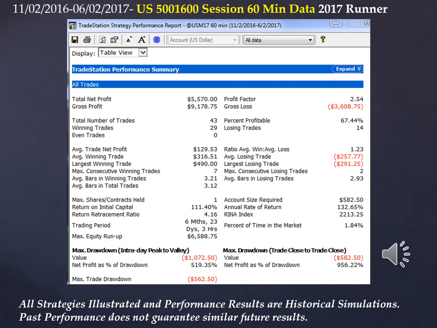Last one, this is the U.S. bonds. It's not an index, but it's showing we're back to the 7 months, 55.70, 67% right, profit factor 2.54, makes $1.23 for every dollar it loses. Drawdown's less than 600. In the market 1.84% of the time. Annual rate of return 132. Decent numbers for the bonds. Let's look at the stats of it.